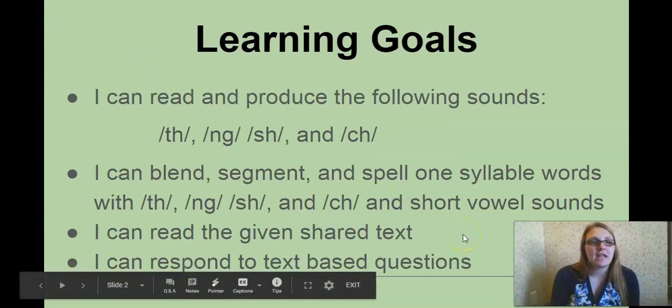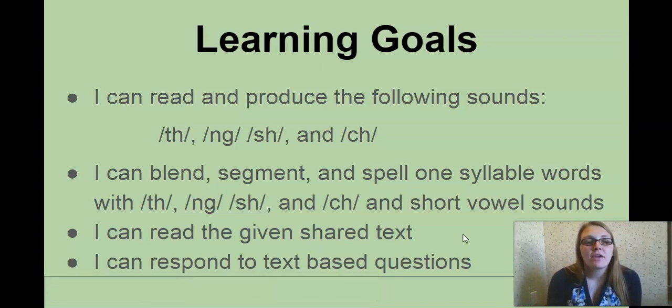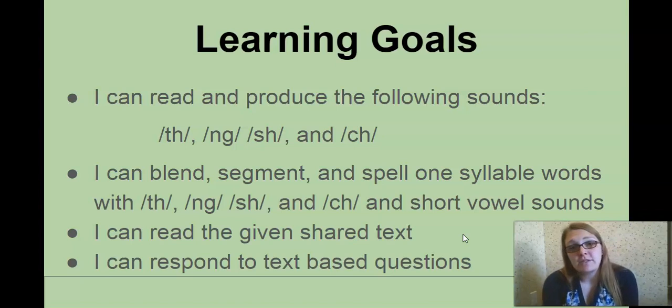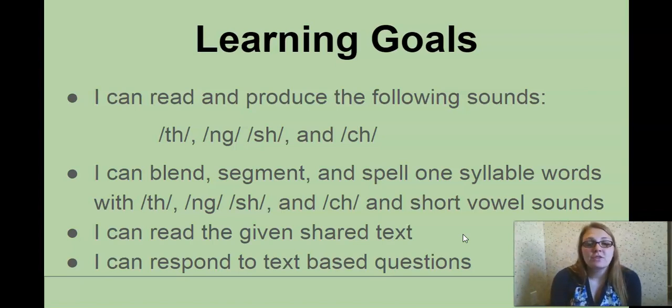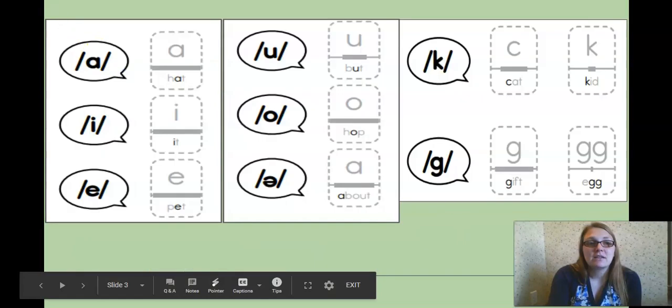Okay, our goals for today: reading and pronouncing the following sounds: f, n, sh, and ch. You will be able to blend, segment, and spell words with those same sounds, as well as short vowel sounds that we've learned previously. You'll be able to read the given shared text that we've been working on together, and then answer questions based on that text.